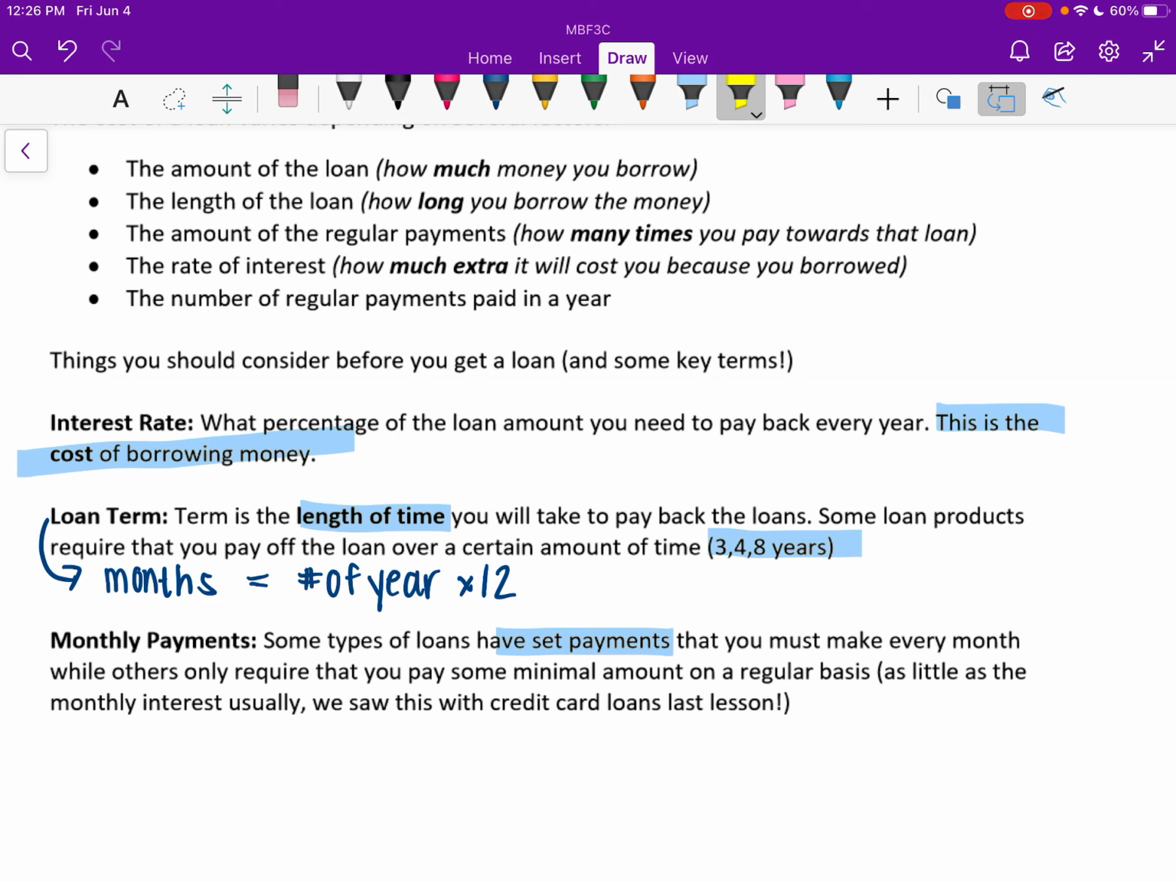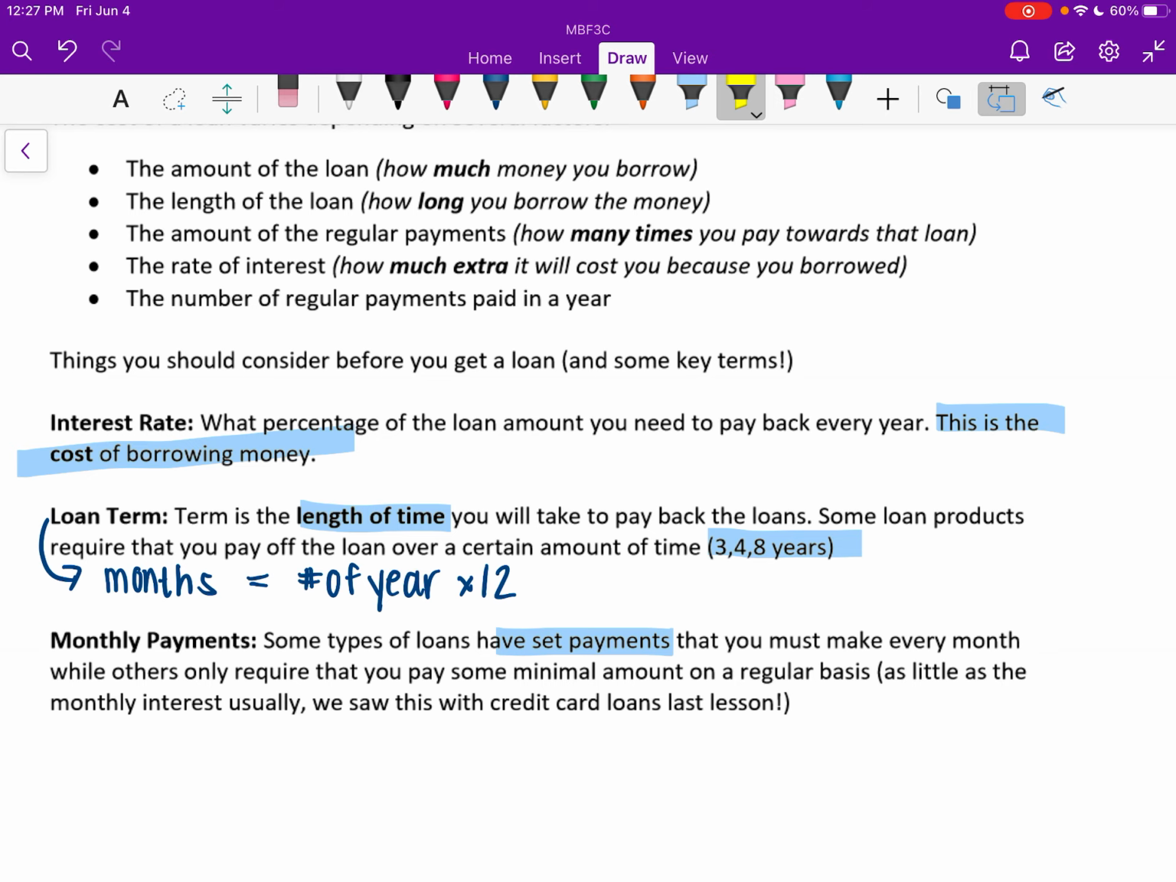The loan term, which is the length of time that it will take for you to pay back that loan. Some loan products require you to pay off loans in a certain amount of time. So say you get a loan and they're like, you have to pay this back in 3 years, or you have to pay it back in 8 years. Sometimes these loan terms can be in months. So you just take the number of years and multiply that by 12 to figure out how long your term is, especially if you're making monthly payments.